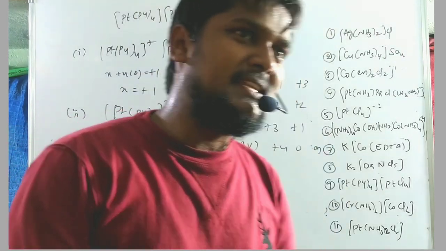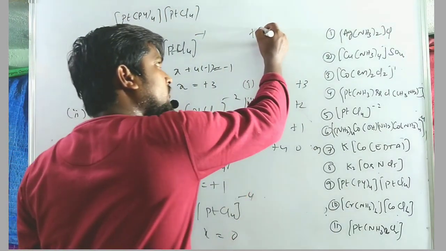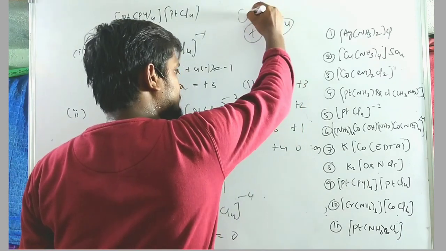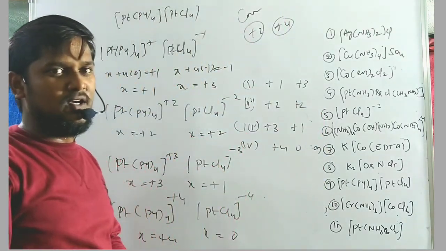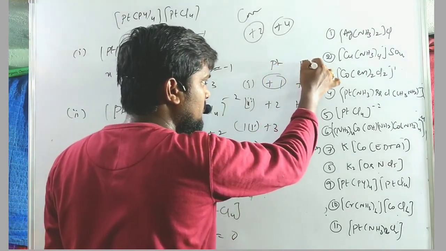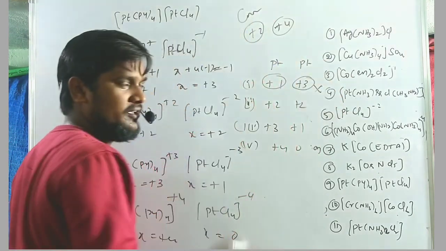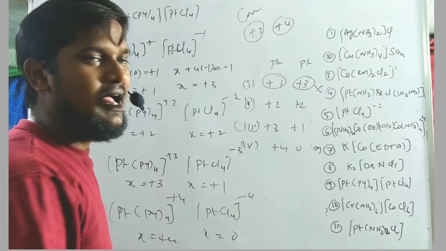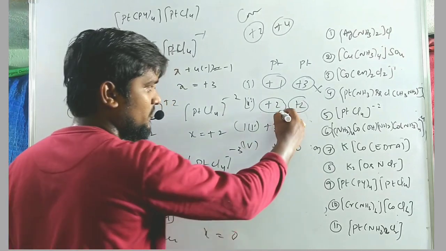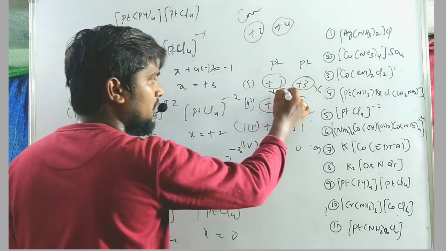Among these four possibilities, platinum is generally observed in plus 2 and plus 4, which are the common oxidation states. Generally, the first one and the second platinum are not common. These two are not observed, so that means these two are unstable oxidation numbers. In the second one, both are stable oxidation numbers. So both are stable. Here both are unstable.